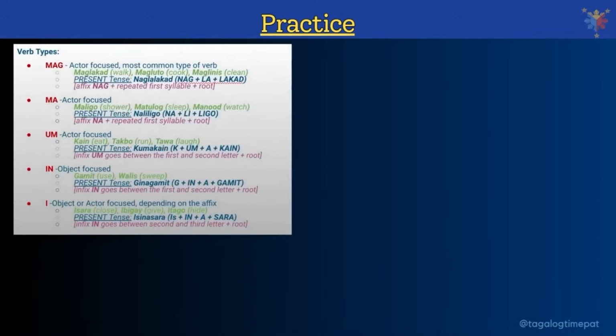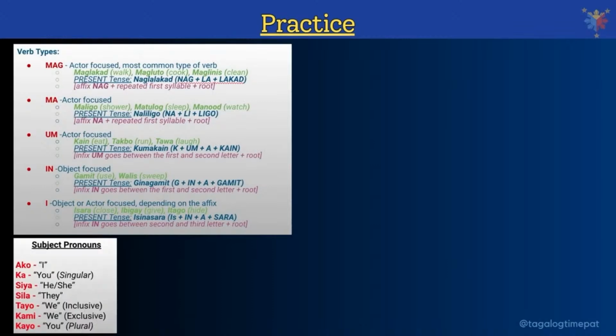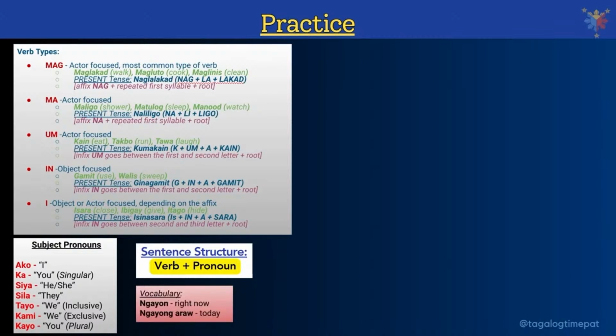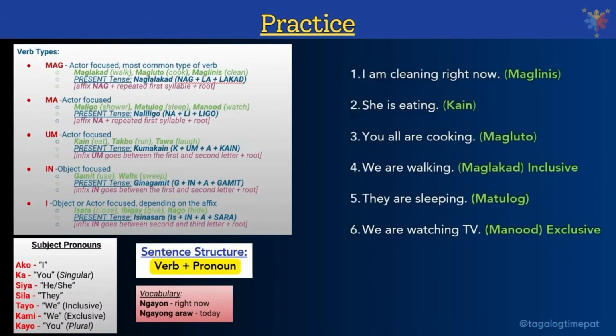All right, so in this top left corner are the verb patterns that we just learned. Under that are the subject pronouns we learned. Ako is I, ka is you, siya is he or she, sila is they, tayo is we, inclusive, kami is we, exclusive, kayo is you, plural. Then here is the simple sentence structure, verb plus pronoun. And then here are some vocabulary terms to indicate present tense. So ngayon means right now. Ngayong araw means today.